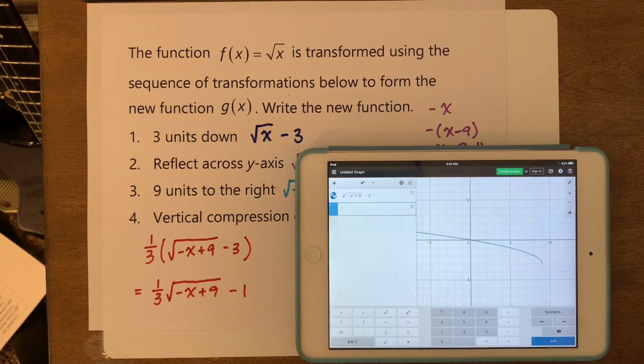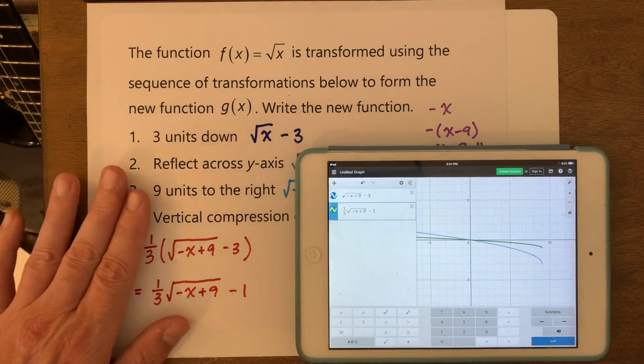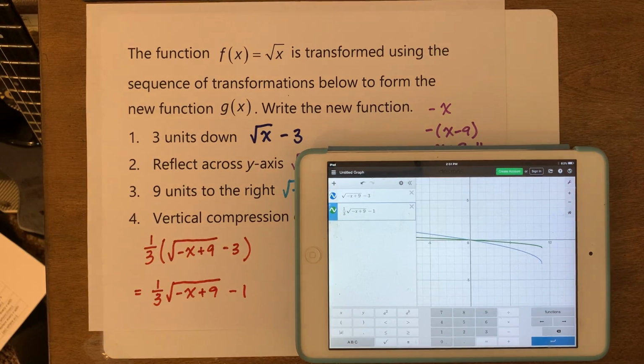All right, so here we go. We got 1/3, 1 divided by 3, arrow over, square root. So that was negative x plus 9. So we fix that, and then minus 1 now. So for our vertical compression, here's what it says. It says the points are being pushed vertically toward the x-axis. Have the points been pushed vertically toward the x-axis from here to here? And the answer is yes.